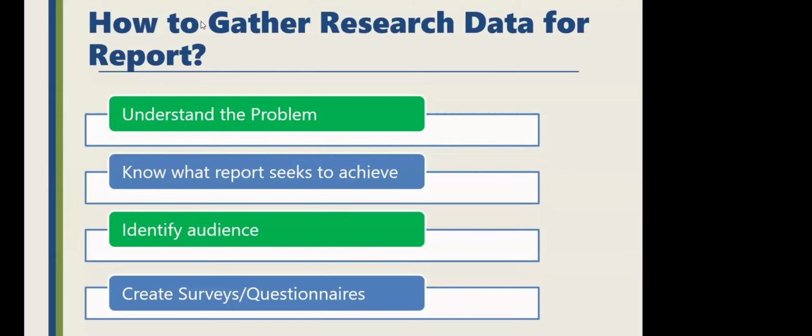And next comes creating surveys or questionnaires. To collect data, you can go through surveys or questionnaires. It will be very useful. In this also, I would like to give an example. If the research is on student satisfaction with online education, you can design a survey to ask the students about their experiences, challenges, and preferences. Okay, so these are all how to gather research data for a report.